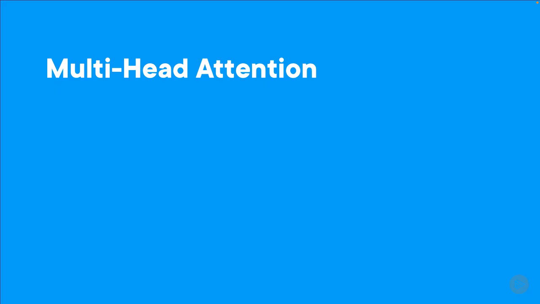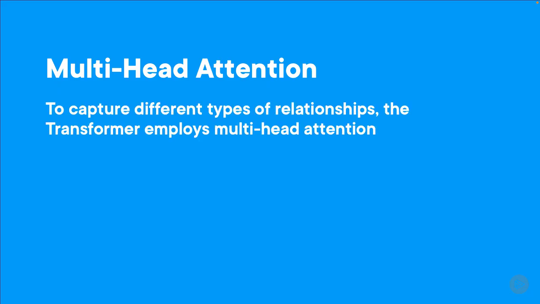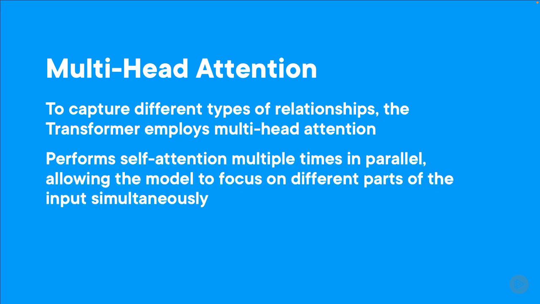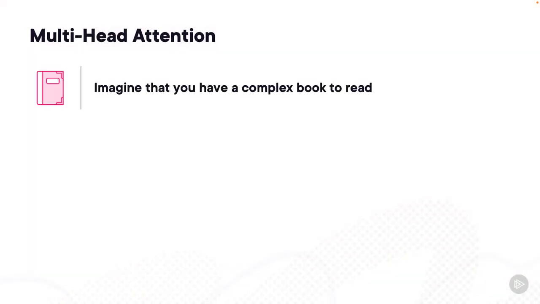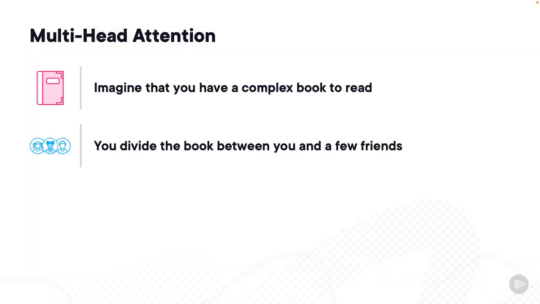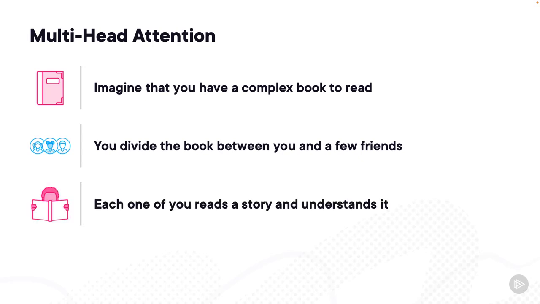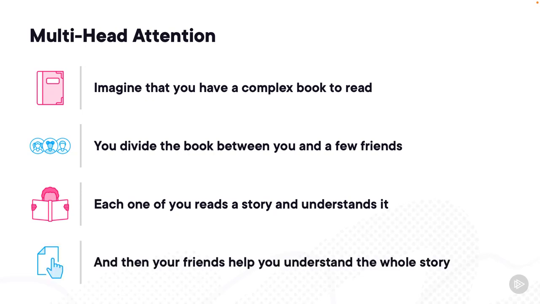Then, multi-head attention. To capture different types of relationships, the transformer employs multi-head attention. It performs self-attention multiple times in parallel, allowing the model to focus on different parts of the input simultaneously. Let me put it like this. Imagine that you have a complex book to read. You then divide the book between you and a few friends, and each one of you reads a part of the story and understands it. And then you all help each other understand the whole story.